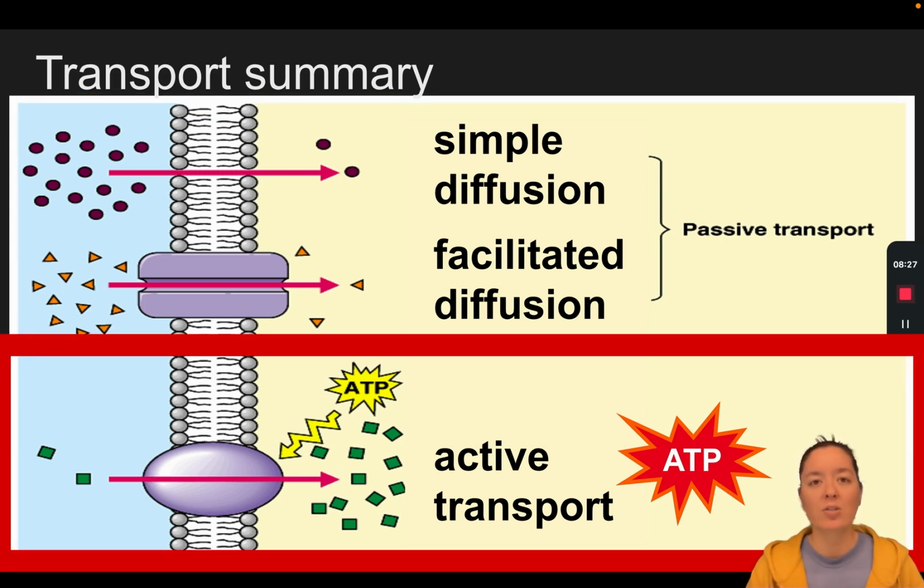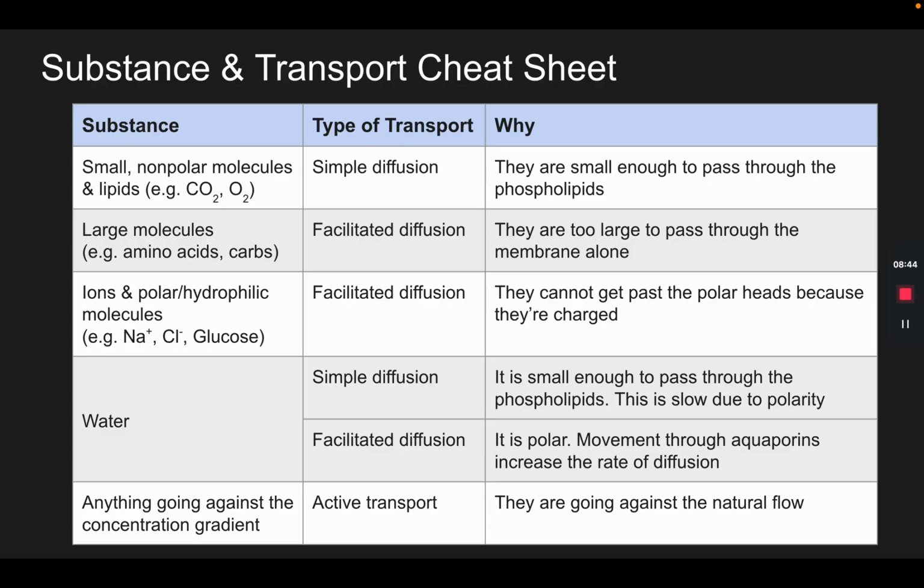And lastly, we have active transport. This is the one where we need energy, or ATP, to go against the concentration gradient. As you can see in the image here, we're going from fewer to more. So again, it's going from low to high, which means we need energy, or ATP. This is just a little cheat sheet that is helpful, identifying all of the different things that are happening: small and nonpolar things, large molecules, ions, hydrophilic molecules. Water is a special case. And anything going against that gradient is going to be active transport.